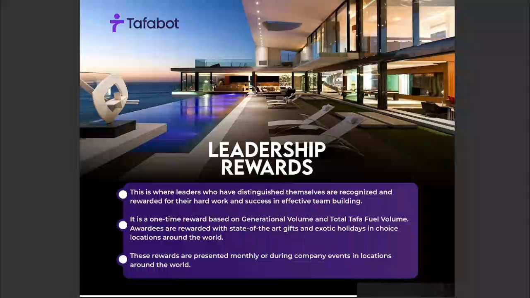So Tafa does not just give you money, but they expose you as well. They take you around the world. You can visit places based on your choice of location when you qualify for this, and it is strictly for leadership. If you want to be one of these, then you have to get building like I'm doing already.